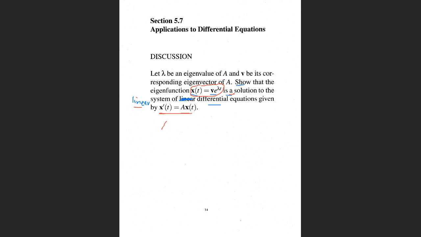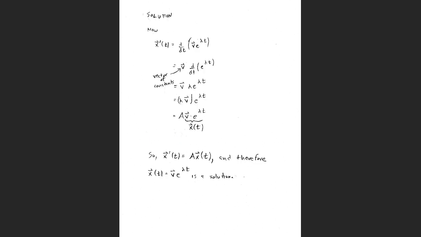Incidentally, oftentimes this will be written as x prime equals Ax. They'll suppress the t. You'll see it written this way a lot. Okay, so let's go to the solution here. Let's see if this eigenfunction is a solution to the differential equation.